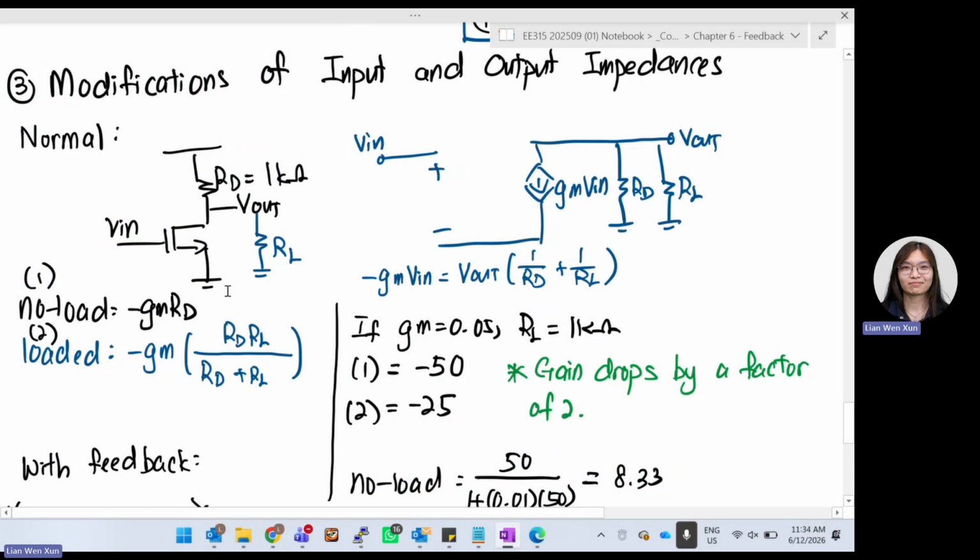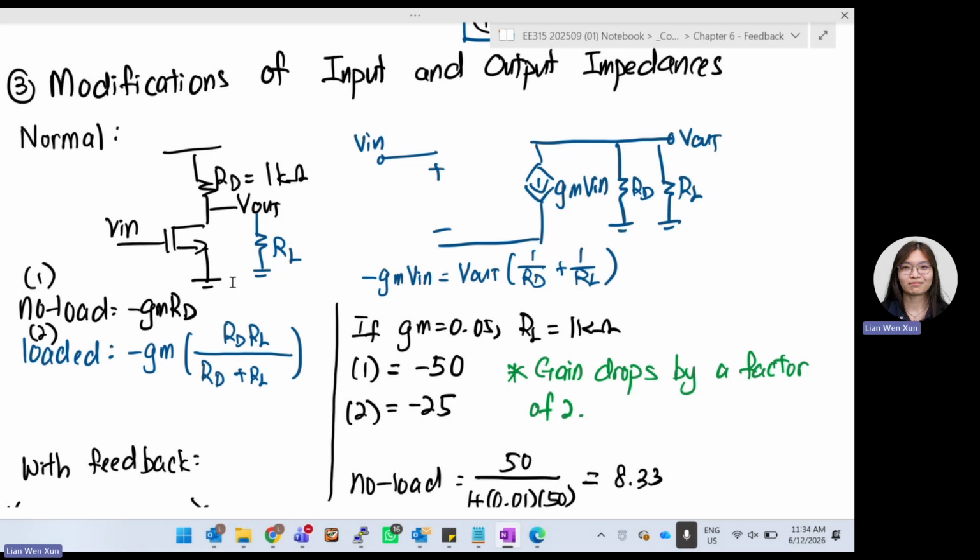The third point is we can modify input and output impedances. So we can see a normal circuit at the left-hand side. This is a common source amplifier. At no load condition, I do not attach the blue color RL now. It should be negative GMRD. But if I have loaded it already, then the RD becomes a bit different. I have RD parallel with RL. So if loaded, the gain is negative GM, RD RL divided by RD plus RL.